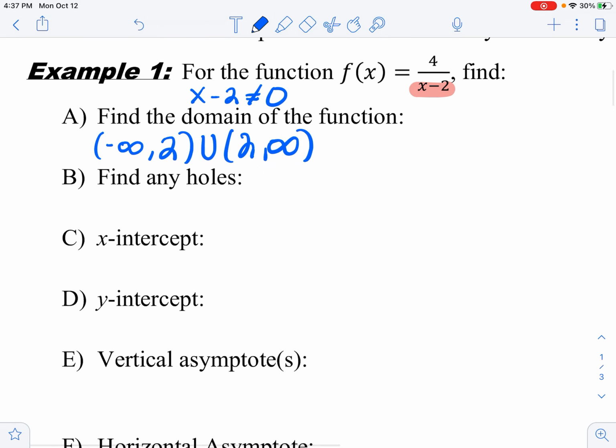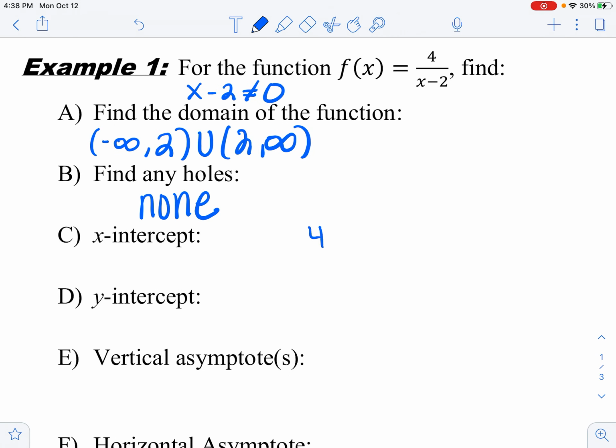Okay, now I'm going to find any holes. So I look to see if my fraction's simplifiable. My fraction will be simplifiable if I can cancel out common factors. If you look at both the numerator and the denominator, neither one is factorable, and they don't have any common factors. So therefore, there are no holes in this graph, none. X-intercepts, I set y equal to 0 and solve. The shortcut is setting the numerator equal to 0 and solving for x. There is no x in your numerator, so there's no x-intercepts.